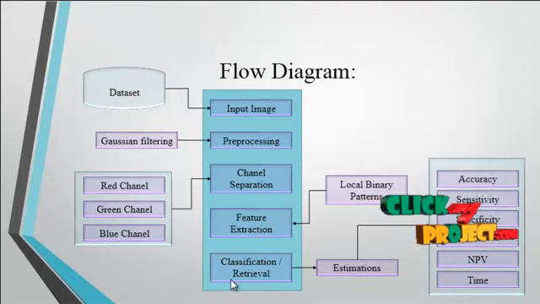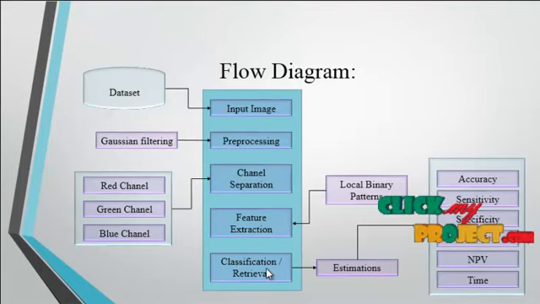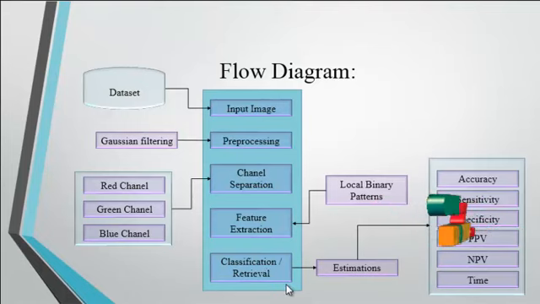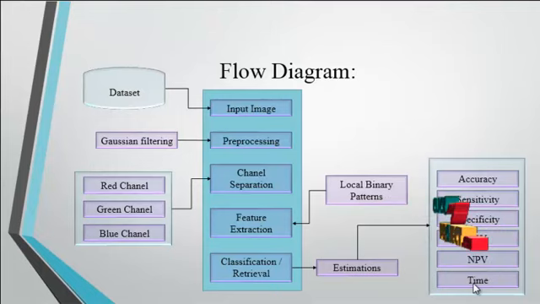Then the test feature is classified against the train feature using the KNN classifier. By using the KNN classifier, the distance matrix is efficient. Then after the classification, the estimation is carried out. In the estimation part, we consider these parameters: accuracy, sensitivity, specificity, and the PPV. The PPV indicates the positive predictive value, and the NPV represents the negative predictive value, along with the time estimation of the process. The time estimation provides the overall execution time for the process.